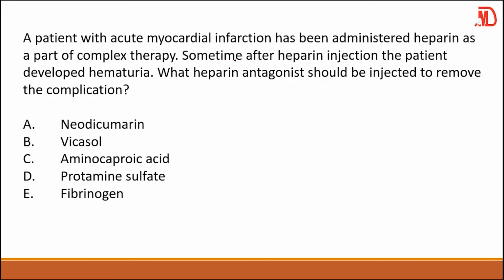A patient with acute myocardial infarction has been administered heparin as a part of a complex therapy. Some time after the heparin injection, the patient developed hematuria. That means blood in urine. What heparin antagonist should be injected to remove the complication?